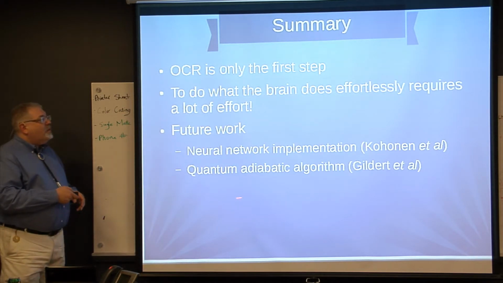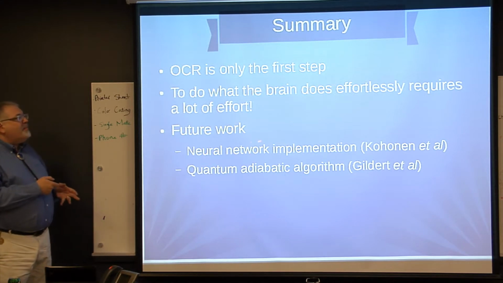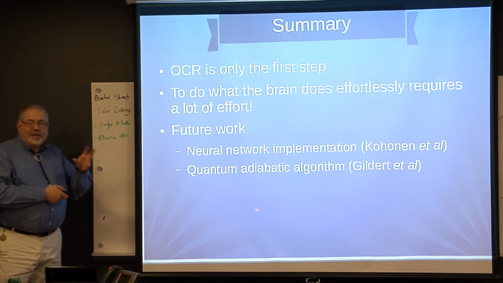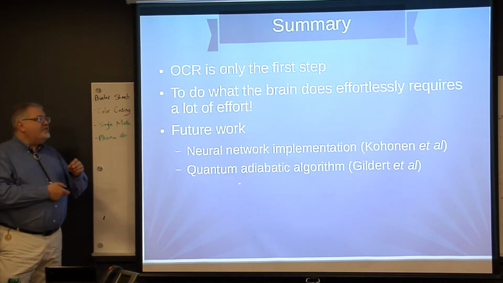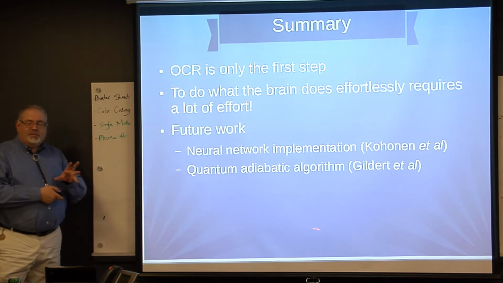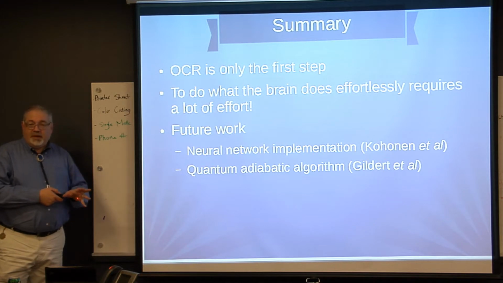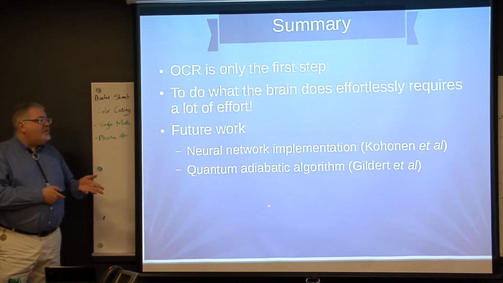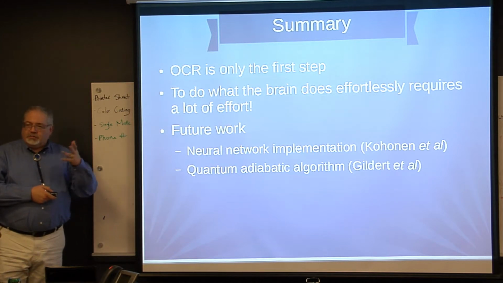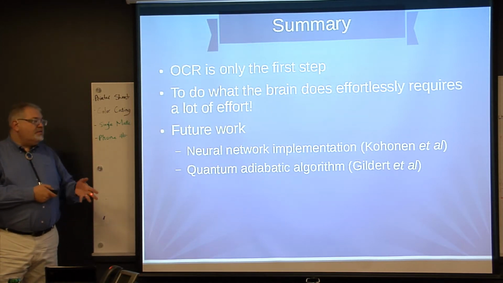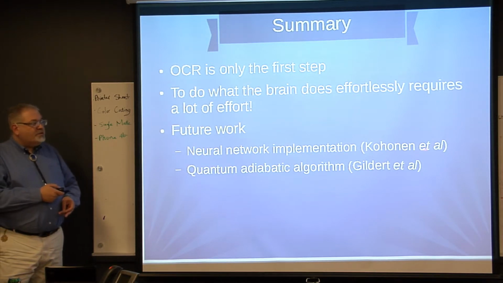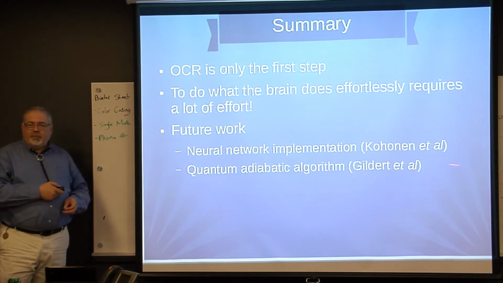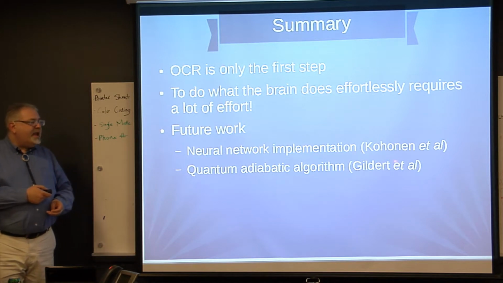Yeah, so I think OCR is really only the first step. What we do automatically, where you can just look at something and instantly know who it belongs to, is a lot of effort. It's amazing how difficult a problem that is to do digitally. There are some interesting things out there which may eventually rival or surpass the human ability. So neural network implementation, Kohonen wrote actually quite a long time ago now about bidirectional associative memories. Some of his papers date back to the 80s.